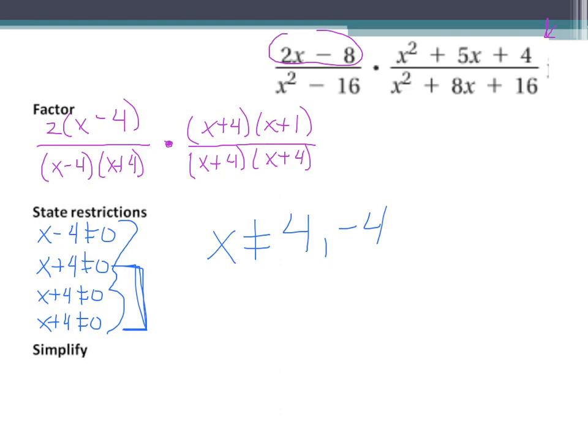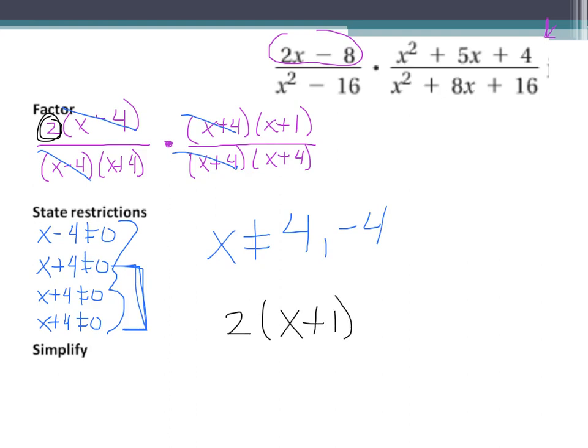So now if I look to simplify, here's an x plus 4, here's an x plus 4, so those cancel. Here's the x minus 4, here's an x minus 4, so those cancel. I don't have anything else on top and bottom that's the same, so my answer would be 2, because I have this 2 out in front. I still have to have that on my final answer.